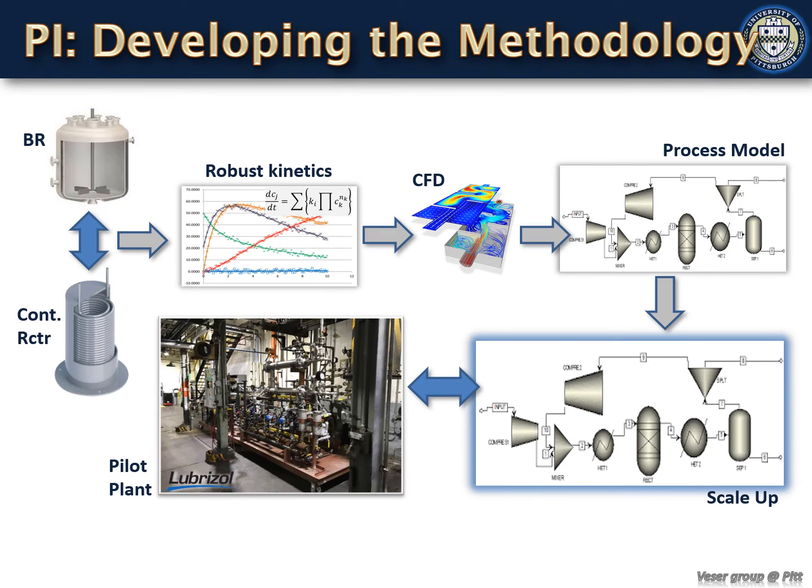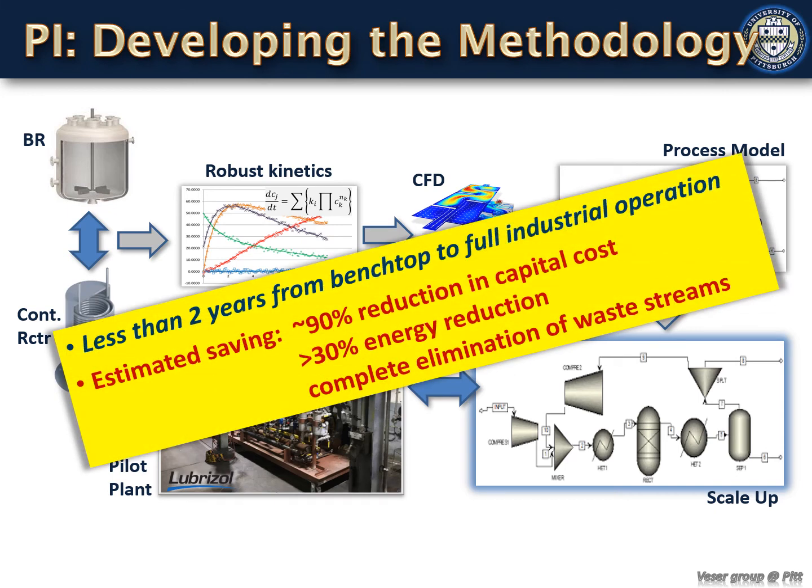Our industrial partner then built the pilot skid, which operated so successfully that it was immediately moved to a production site and put into full-scale commercial operation. We hence moved the entire process in less than 2 years from benchtop concepts to full industrial operation, with a reduction in capital cost and physical footprint of the plant by more than an order of magnitude, more than 30% reduction in energy intensity, and complete elimination of several waste streams.